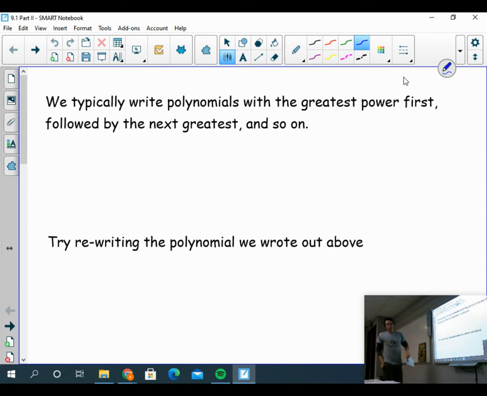So please note, we are typically going to write polynomials, again, polynomials being when we have an expression with two or more terms. So a minimum of a binomial. A monomial is not a polynomial. We're going to write our polynomials with the greatest power first, followed by the next greatest, and so on. Just go ahead and write down that definition. Nothing specifically you need to do there, but something to keep in mind. And you'll see this as I solve my problems.